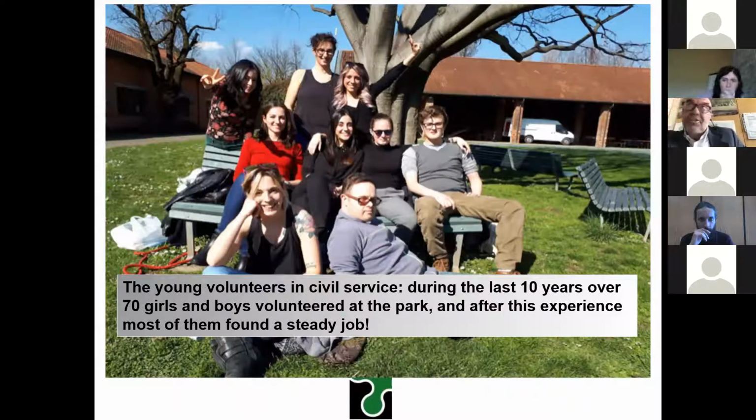And how do you engage with young people? In addition to the educational program by school, for over 10 years at the park, we offer young people up to 29 years a year of civil service in which they work in the park part-time daily for a fee of €405 per month. This experience allows them to be protagonists of many of our initiatives and to learn how to work in a public institution.